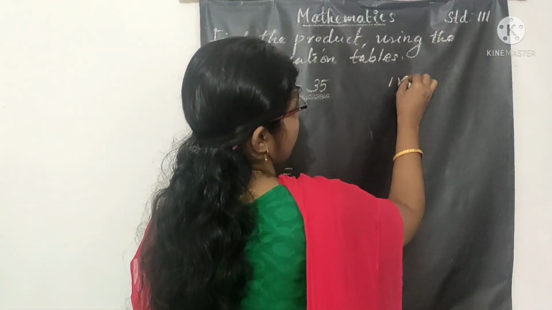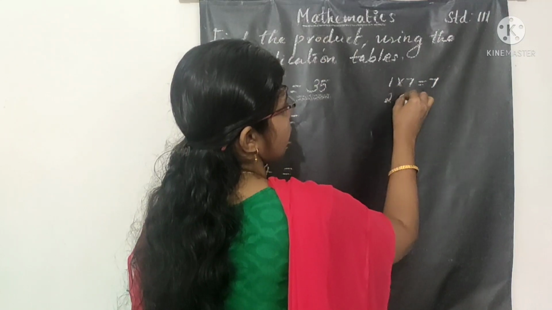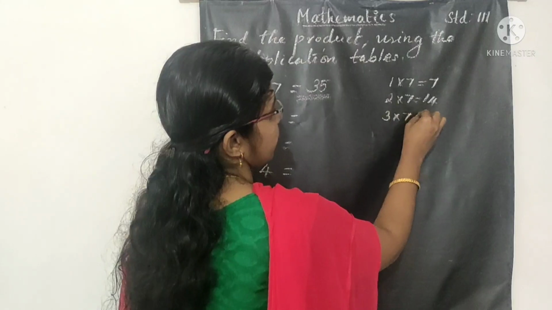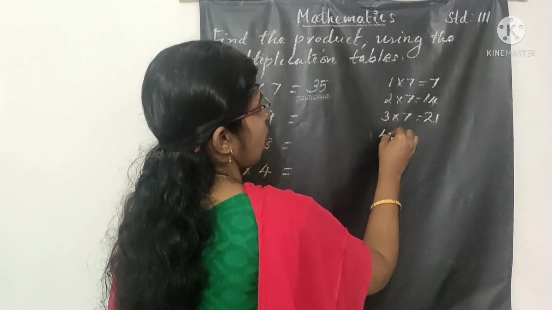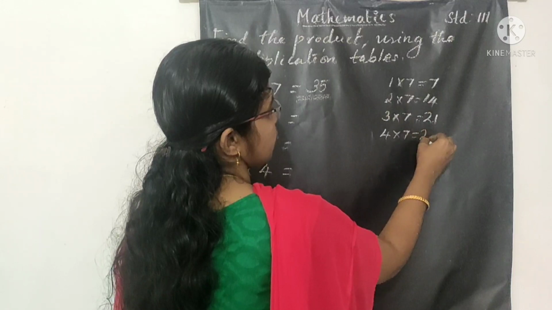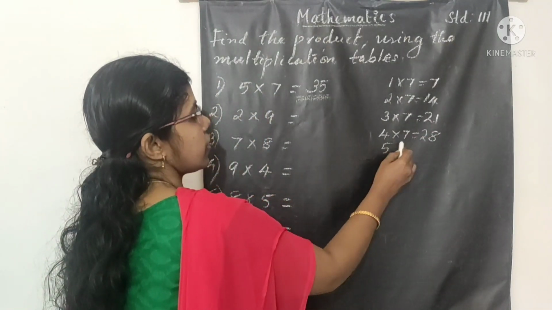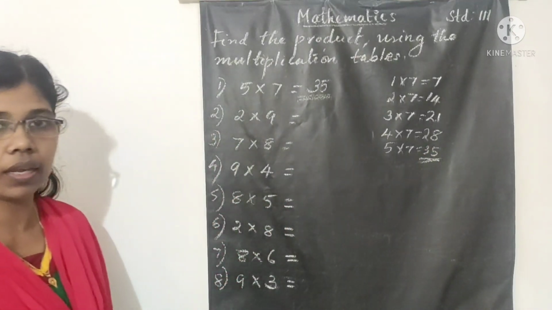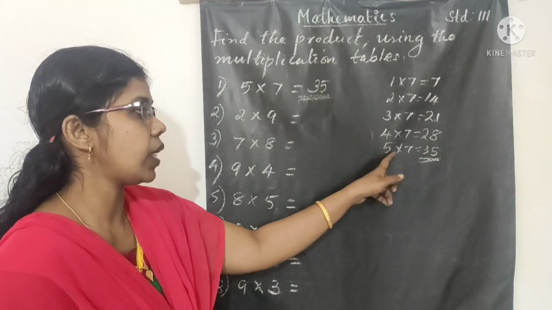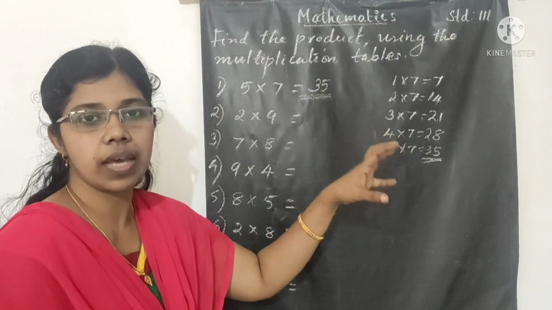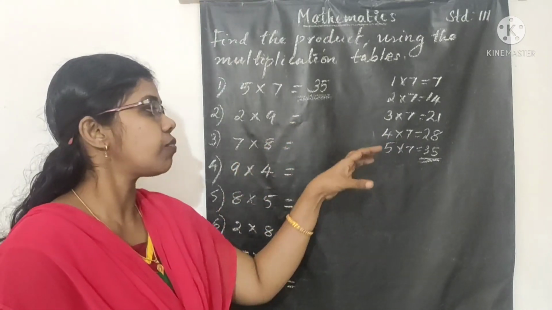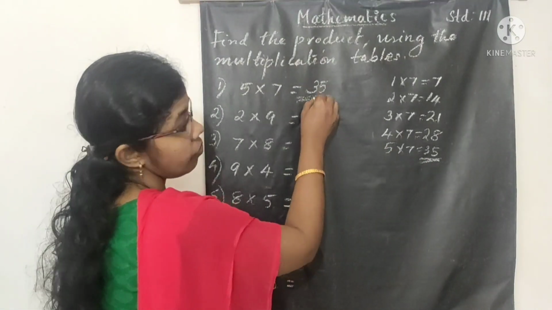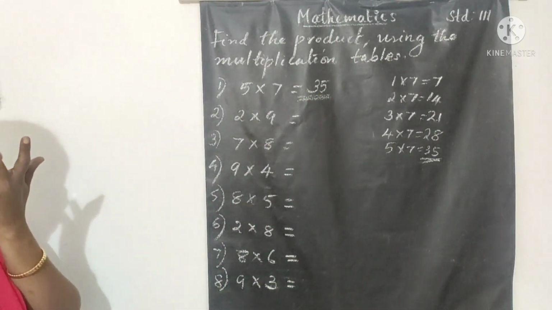1 into 7, 1 seven is 7, 2 sevens are 14, 3 sevens are 21, 4 sevens are 28, 5 sevens are 35. Our question: 5 sevens are what? What is the product of 5 and 7? Answer is 35. Okay, clear. Then next step.